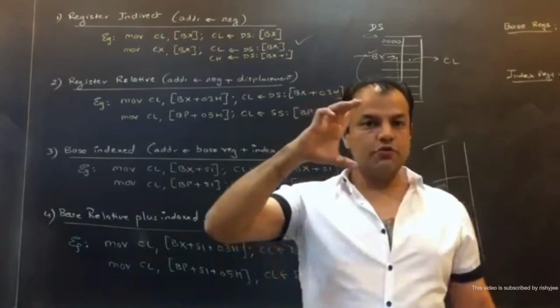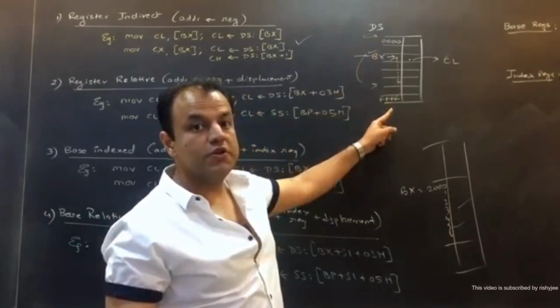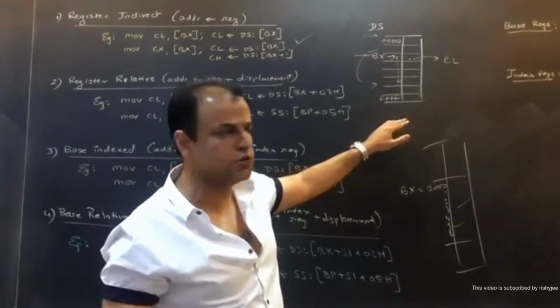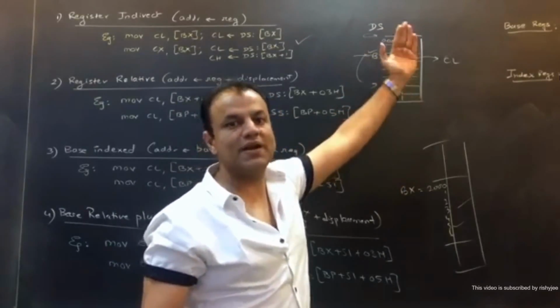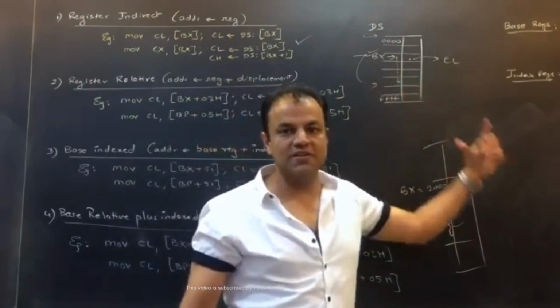What happens? You have to be within your segment. Your segment goes from 0000 to FFFF. So when you write BX plus 1000, students ask, what if the number crosses FFFF? No issues. If it crosses FFFF, it will roll back to 0000. Even if you write BX minus 1000, if it crosses 0000, it will roll back to FFFF. So whatever you do, it will be within the same segment.